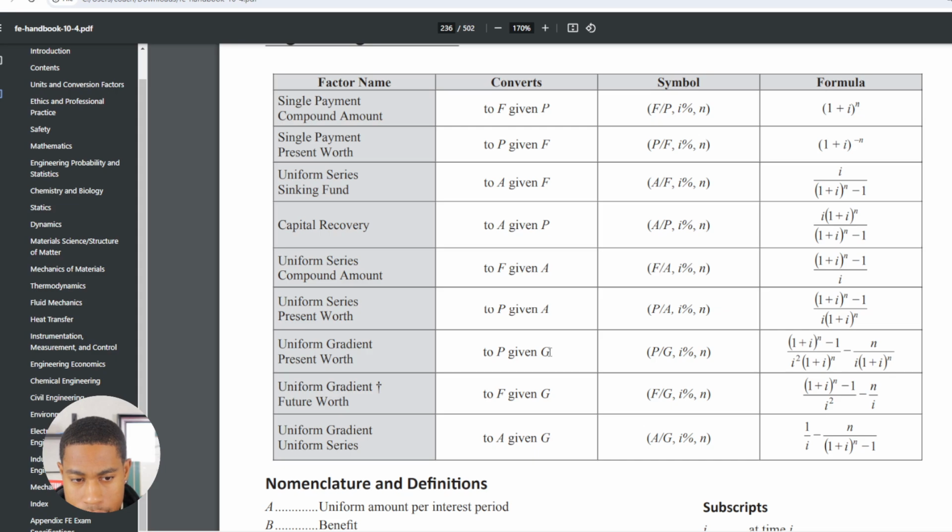The only other term that I haven't gone through is G. So G is going to be your gradient. And so it just means how much it is increasing or decreasing. So a gradient example would be, let's say in year one, you make $100,000 a year. And then in year two, you make 110,000. And then in year three, you make 120,000.